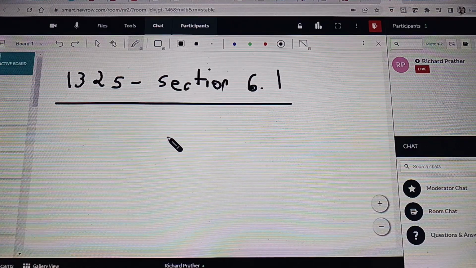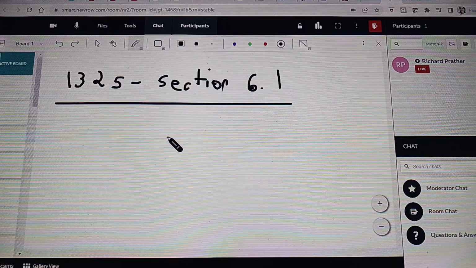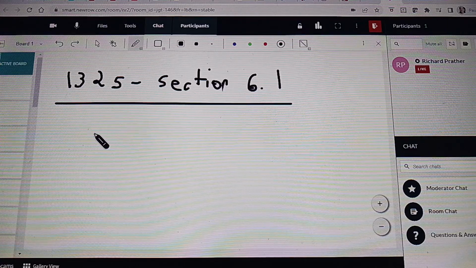Math 1325, we're moving on to chapter 6 today with section 6.1. We don't do every section in chapter 6, but this is one of them that we do cover. Section 6.1 is another point of view of the stuff we did in chapter 5. A big portion of chapter 5 was trying to find relative or local max and mins.